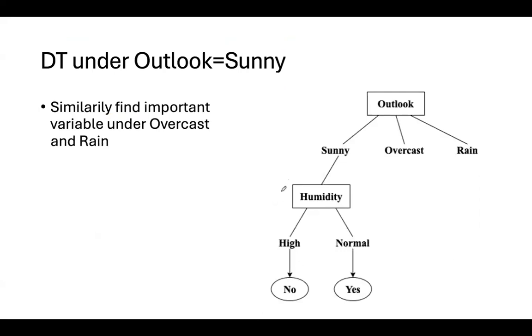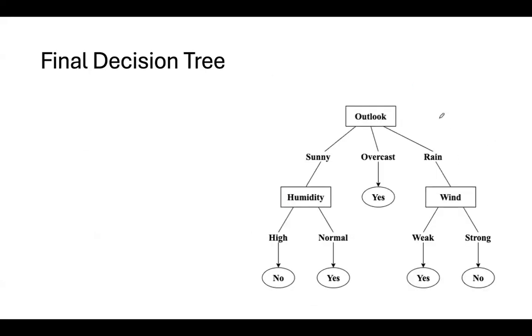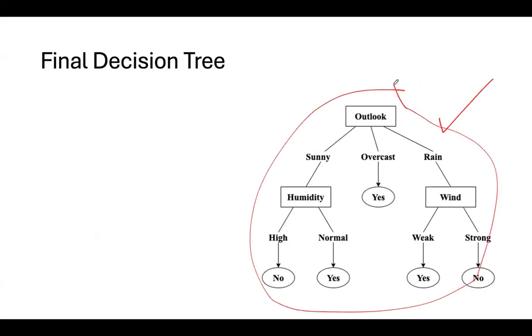So that's why humidity comes in. Remember, I've applied the same method which I applied earlier for outlook to humidity on that subtable. Is this clear? And that's why humidity comes here. Similarly, the same thing will be repeated for overcast and for rain. And finally, I'll come up with this final decision tree for that table that I've just shown you. So this is my final decision tree.